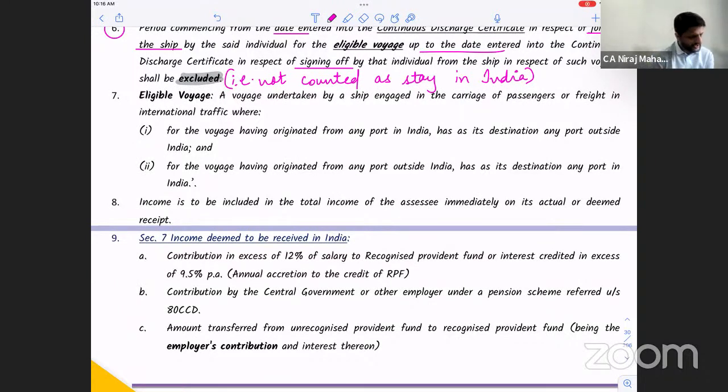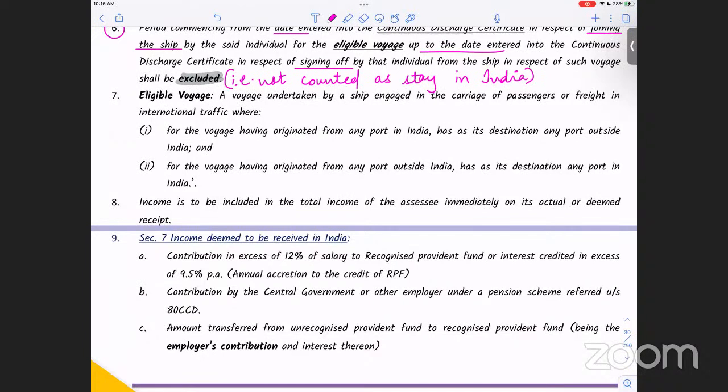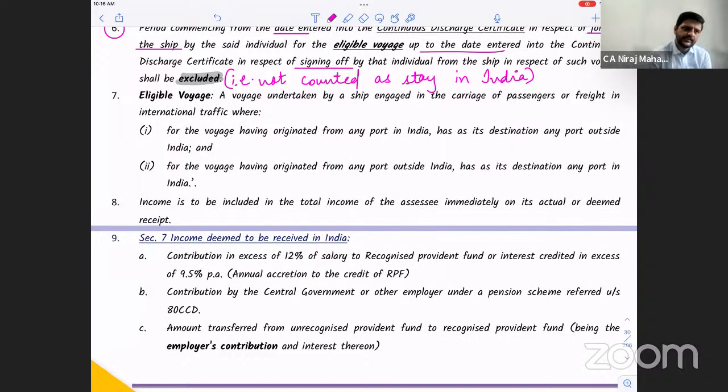Is it an international journey or a domestic journey? International. It is an international journey. Basically, you are leaving Indian territorial waters. That is called an eligible voyage. Clear? Okay. Voyage means a journey undertaken by a ship engaged in the business of either transport of passengers or transport of goods, in international traffic.